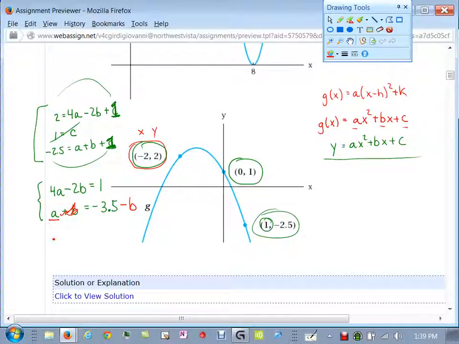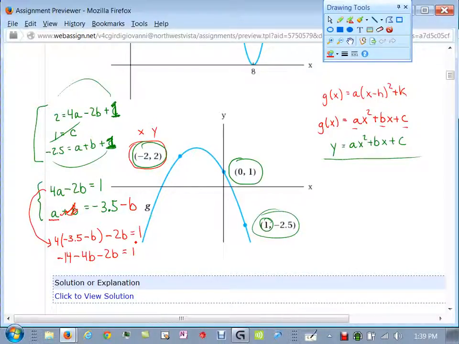So rewriting the first equation, replacing A with negative 3.5 minus B, I get 4 times negative 3.5 minus B. Then minus 2B must be 1. Now this equation only has B in it. I multiply through here. 4 times negative 3.5 is negative 14. And then 4 times negative B is negative 4B. And then I have minus 2B must equal 1.